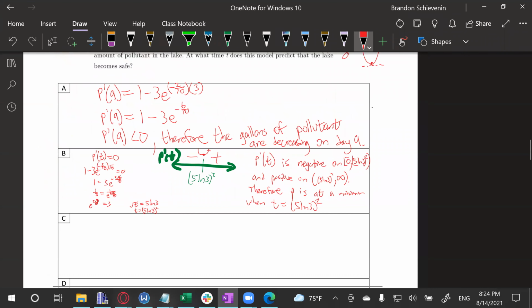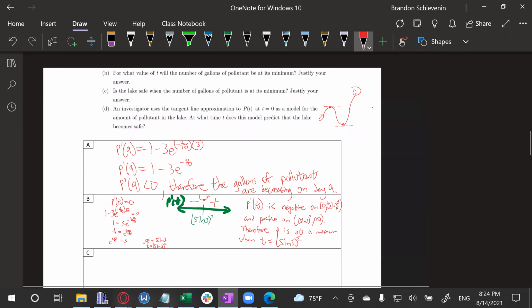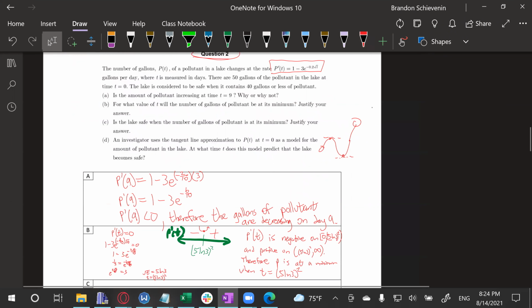Going back up, our T right now is measured in days, I believe. Yes, days. So we are at a minimum value in the middle of day 30. So that means our amount of pollutant in the lake is decreasing until sometime in the middle of day 30. But then the pollutants actually start increasing again.